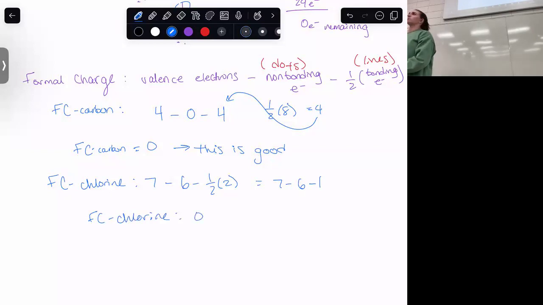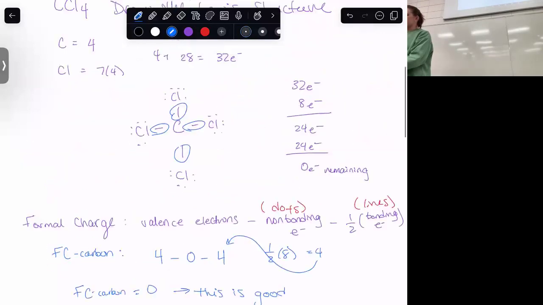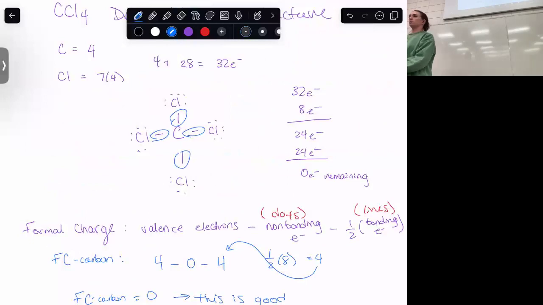Right, so this is also good, right? Since all of our atoms have a formal charge of 0, then we can say that this is happy. This is going to be our best Lewis structure for our system. Okay, does that help with both of those? Just want to do a couple more practice problems like that? Cool.